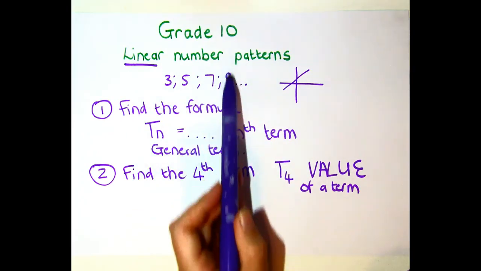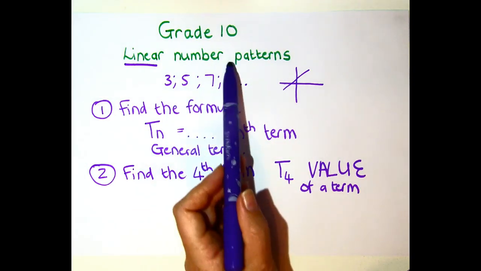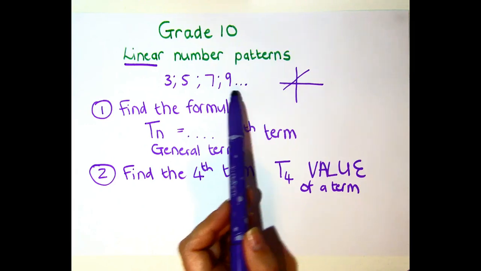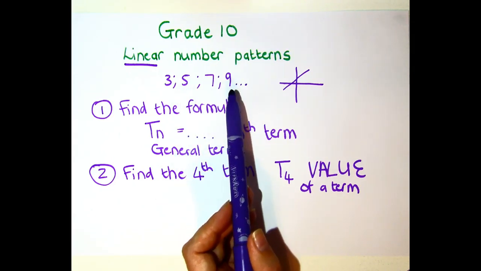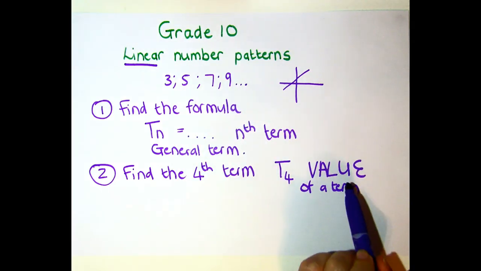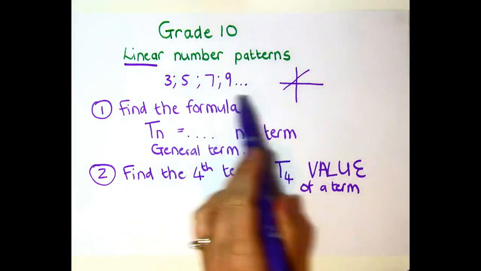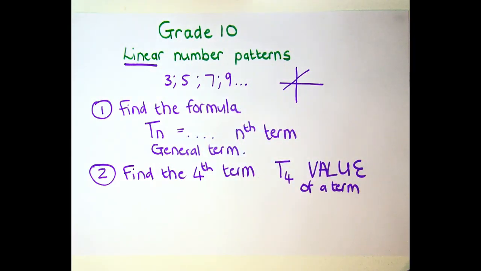So in this case, the 4th term is 9. Its position is 4, but its value is 9. And it's really important to distinguish between the value of a term and its position in the sequence.